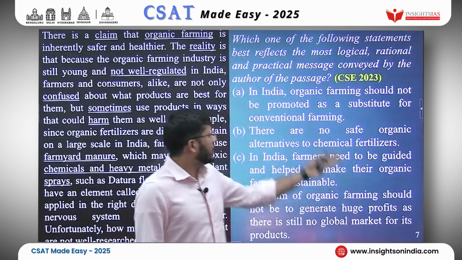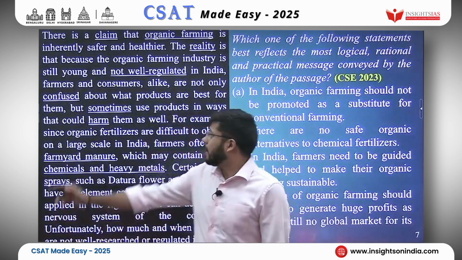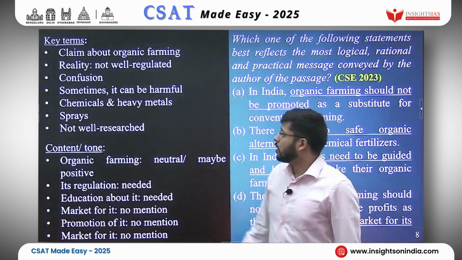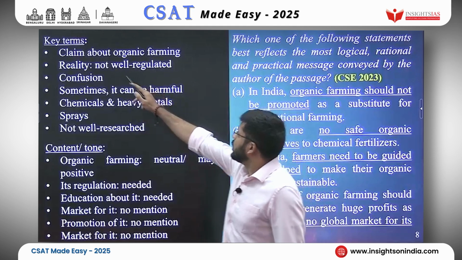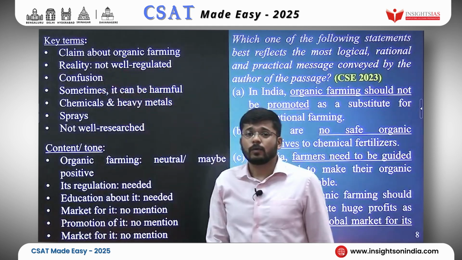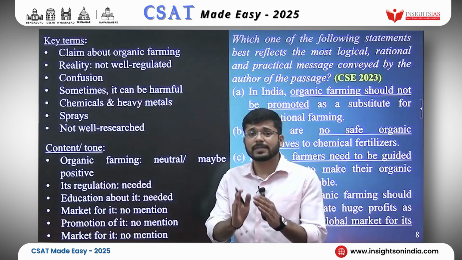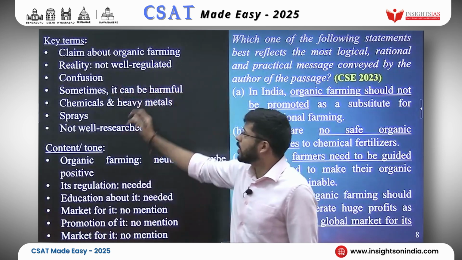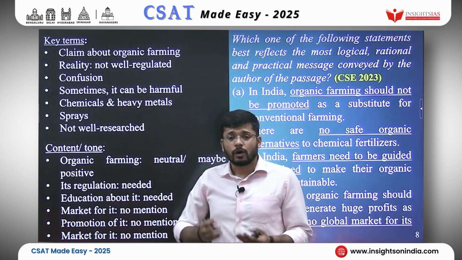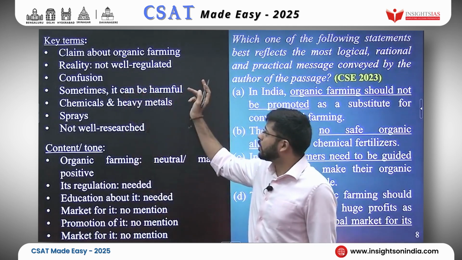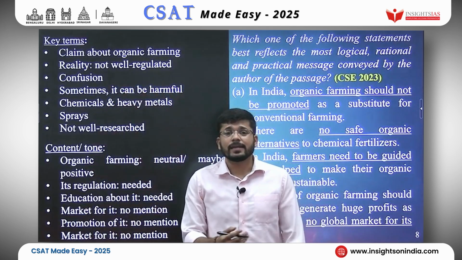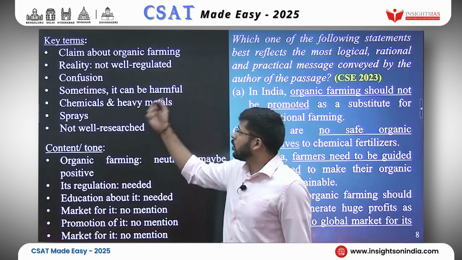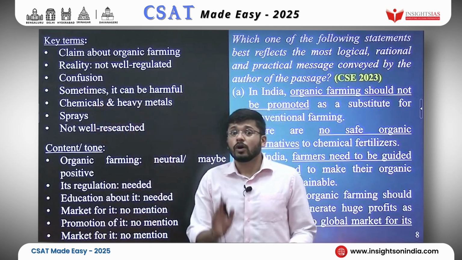Okay, and these are the options. I have underlined the key terms. These are the key terms that I have underlined. Claim about organic farming. What is the claim about organic farming? The claim is that organic farming is inherently safer. Reality, not well regulated. However, the reality is that organic farming in India is not well regulated. Confusion, then there is confusion among both farmers and consumers alike because of lack of knowledge. Sometimes it can be harmful.